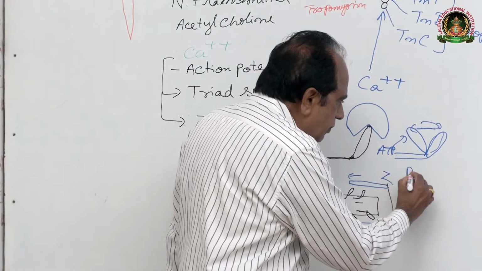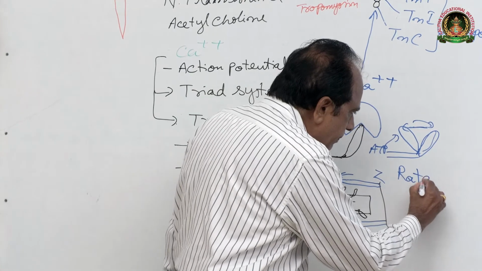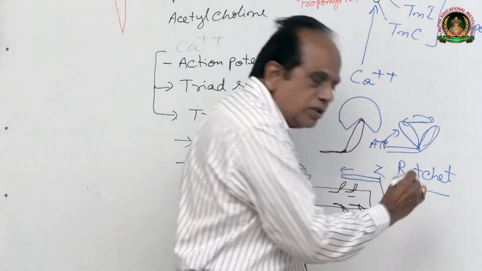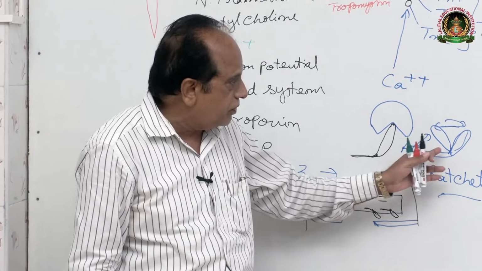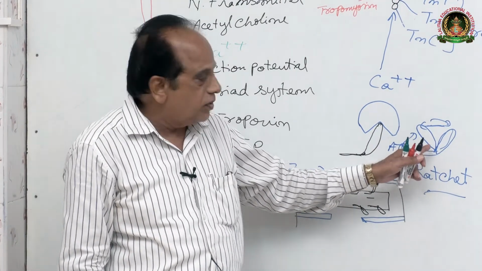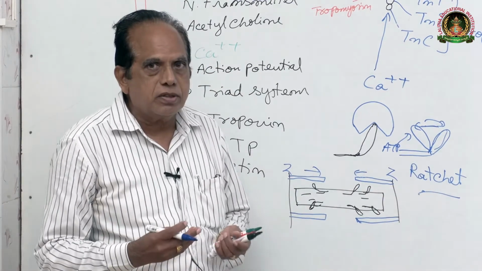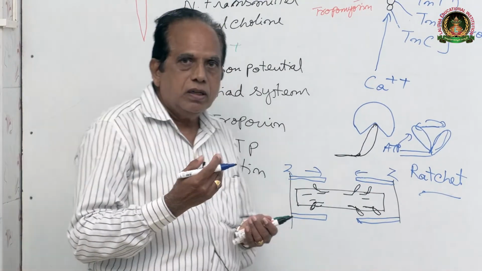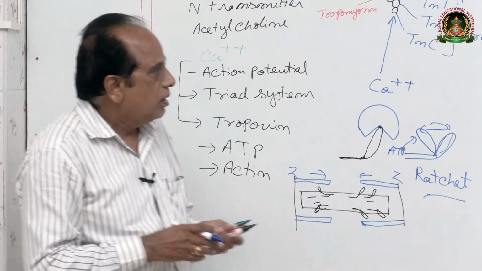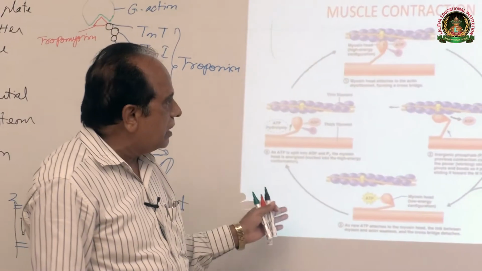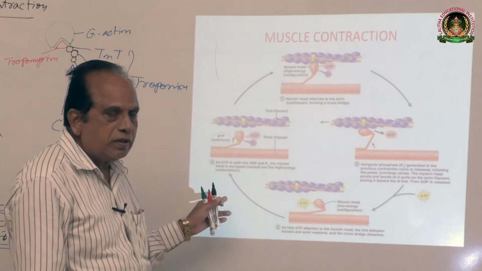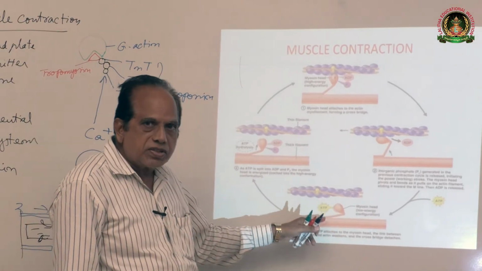It is otherwise referred to as the ratchet mechanism. The to and fro movements of the heads of the myosin proteins are referred to as the ratchet mechanism, that is responsible for the contraction of the muscle. So, this is the diagram showing the contraction and the formation of the cross bridge cycle.